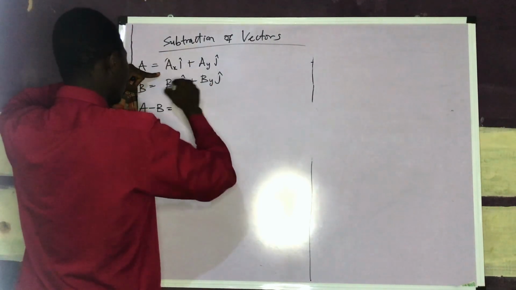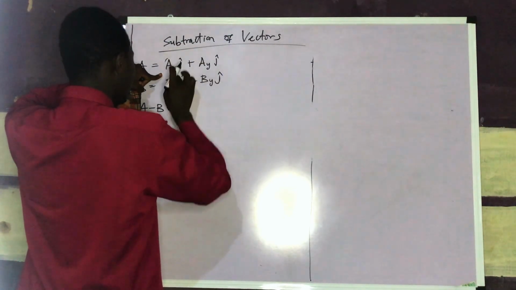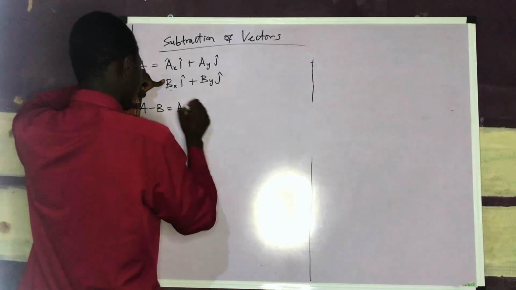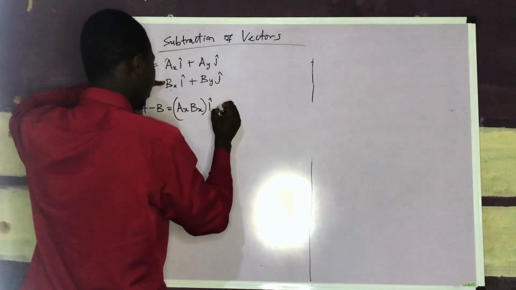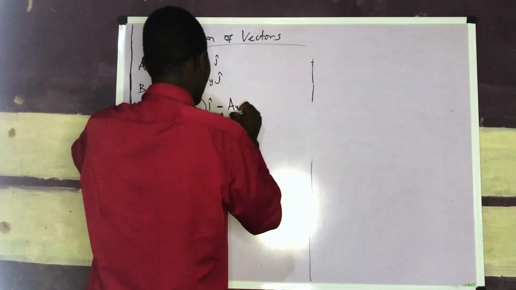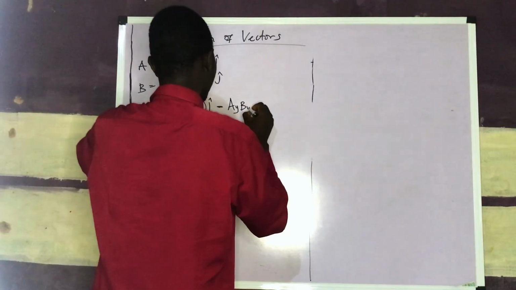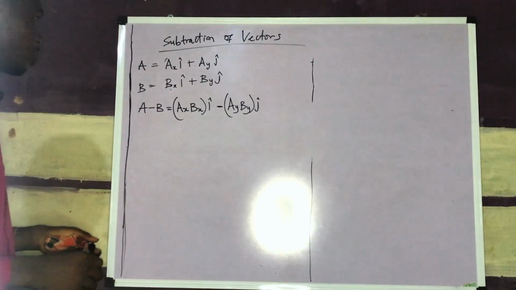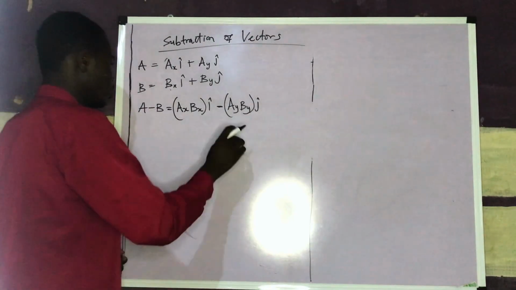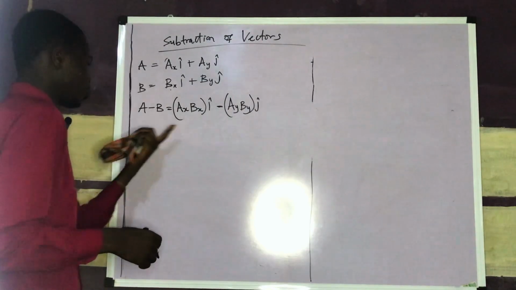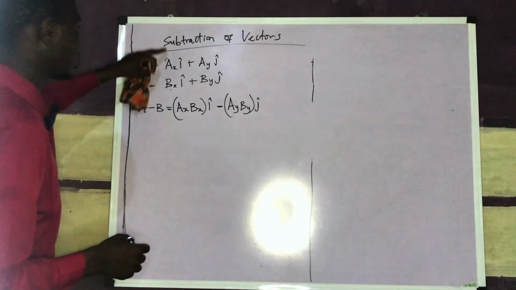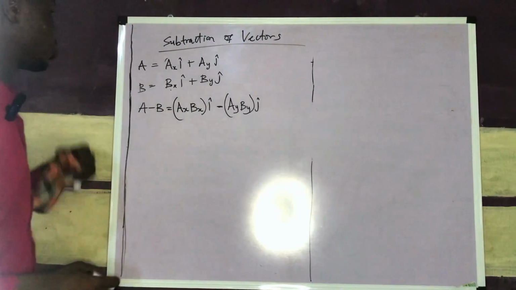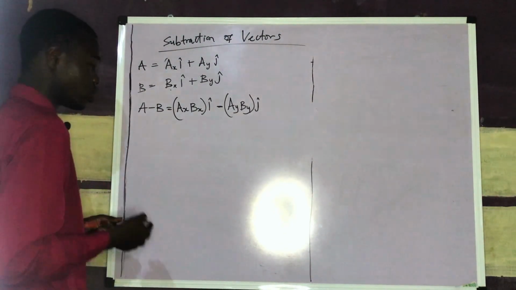That means this one will go together, this one will go together. That means we have something like ax minus bx i minus ay minus by j. This is subtraction of vector. This is how you subtract. You just do this as a component vector. This one will go with this one, and this one will go with the other one, and you get your answer.